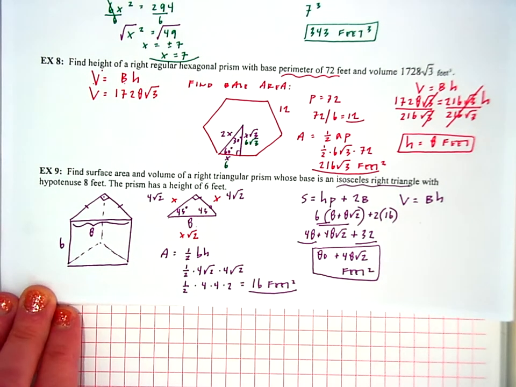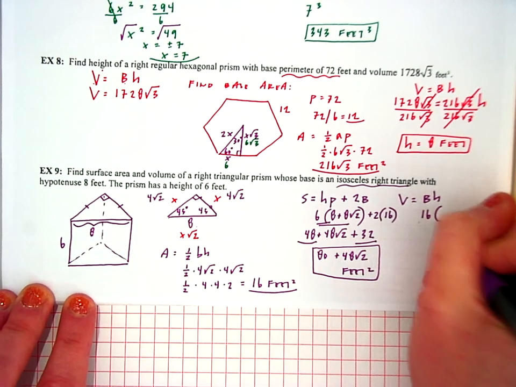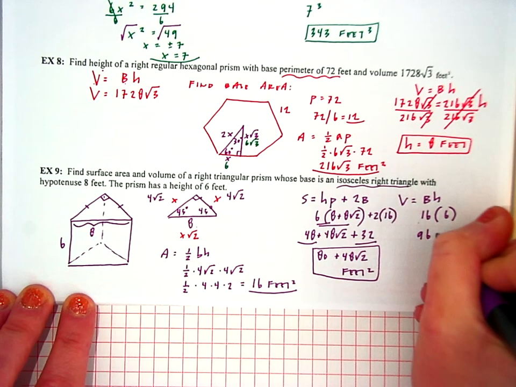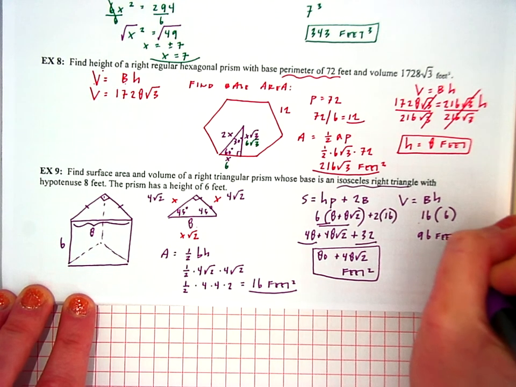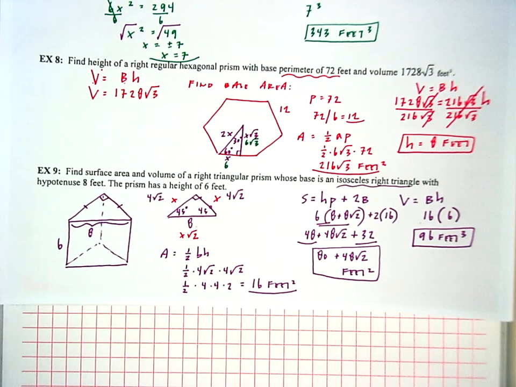Okay, volume, my base area, already solved for it, 16 times the height of 6. So I get 96 square, not square, I keep wanting to say square, cubic feet. Okay, surface area, units squared, volume, units cubed.